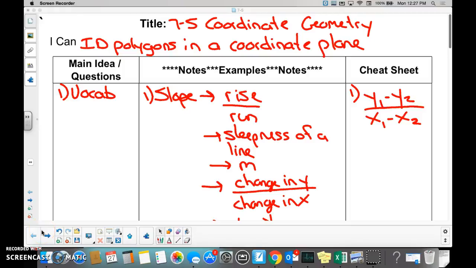7-5 coordinate geometry. I can identify polygons in a coordinate plane. This really isn't so much about identifying polygons as it is about understanding what happens when lines and polygons interact, which we broke down into just lines. Vocab, the big vocab word was slope, and this is a review.